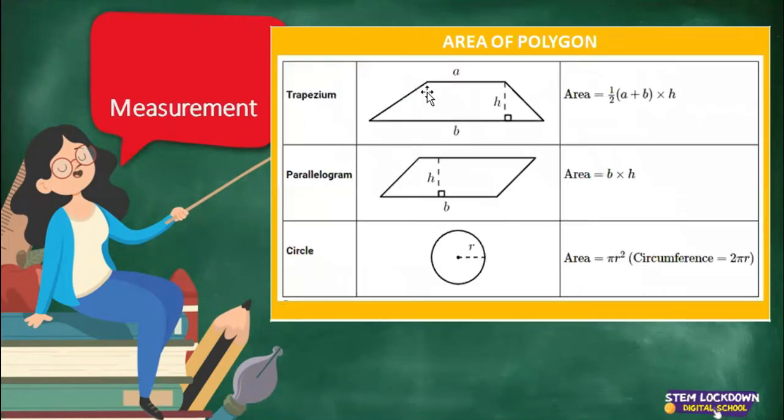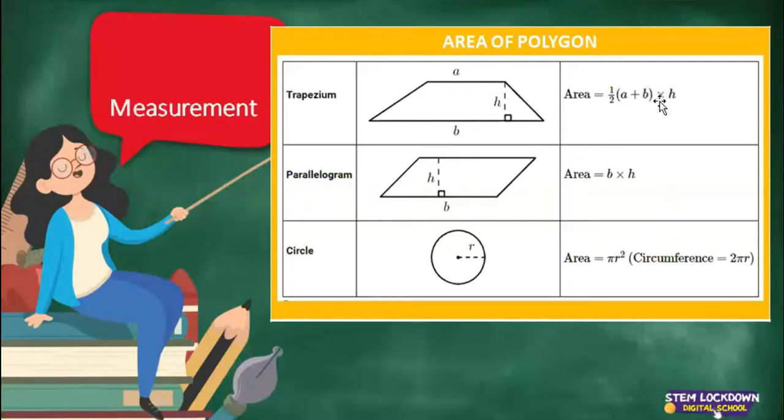Let's talk about a trapezium. This is how a trapezium looks. A trapezium is a 2D shape with a pair of parallel sides. A and B are the two parallel sides. To find the area of a trapezium, the formula is half bracket A plus B times H.